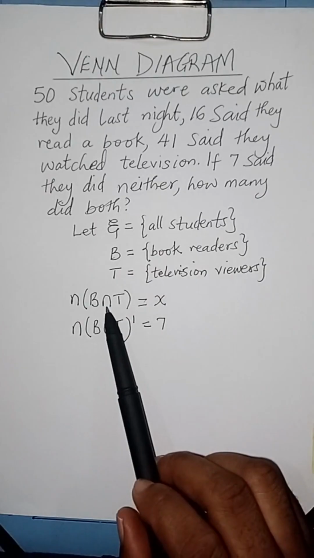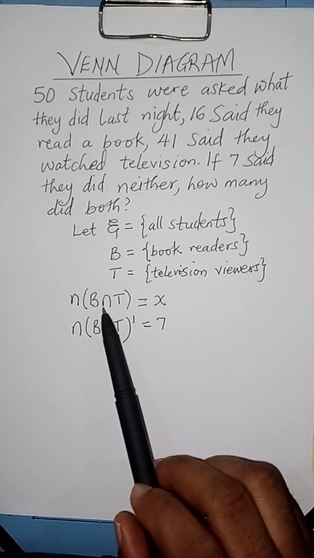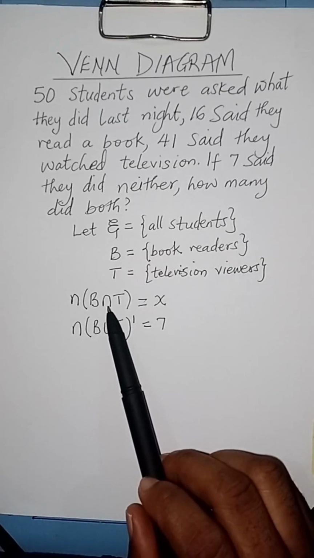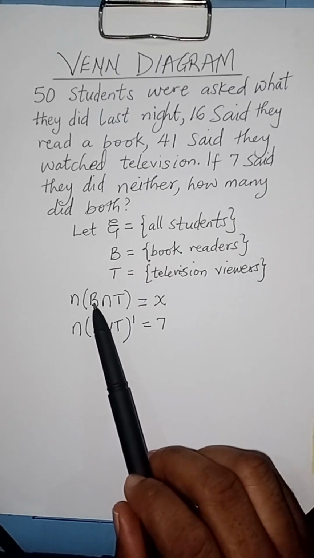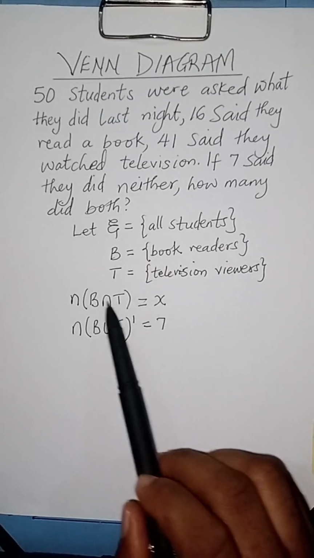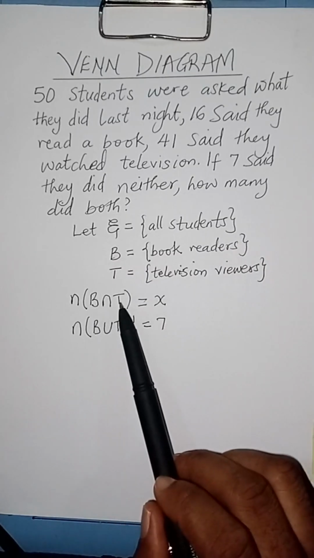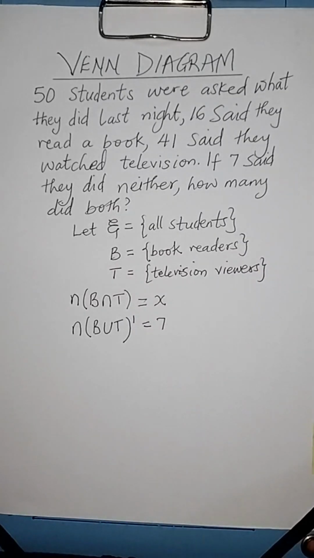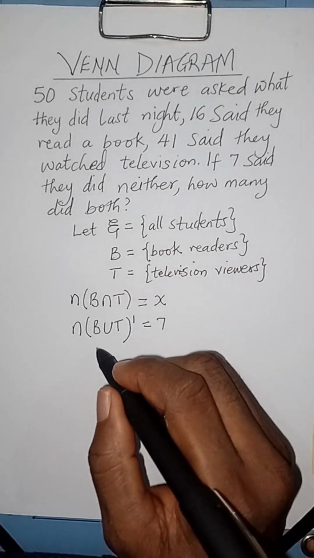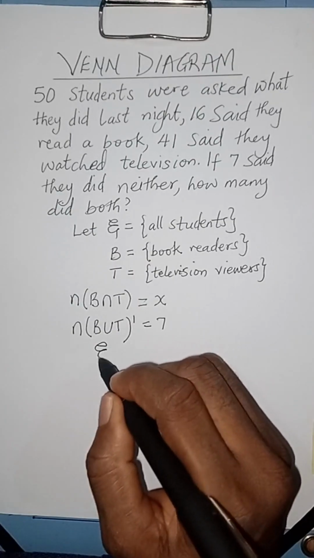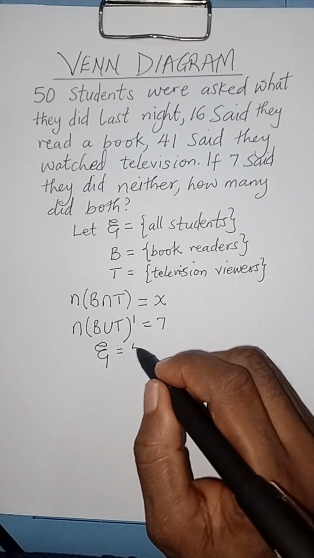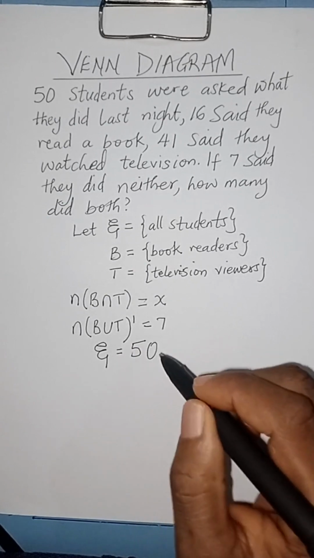Now remember, this is intersection. B intersecting with T. The intersection there means those that read a book and those that watch television. So what is the next step? Remember to write out the number of those you have in the universal set, which is 50.